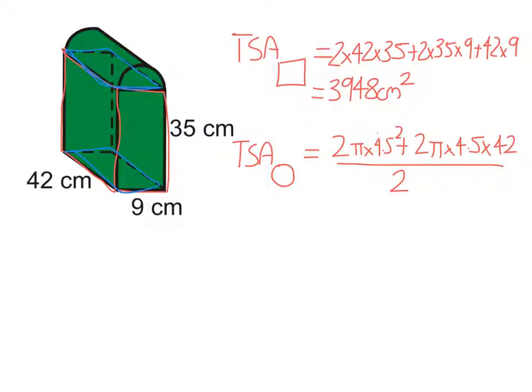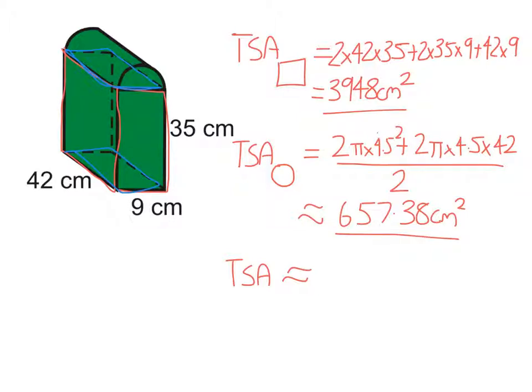So I'll just leave the total surface area of the half cylinder as this, and you put it on your calculator, you should get to about 2 decimal places, 657.38 centimeters squared. So of course, that means that the total surface area of the whole prism is 3,948 plus this approximate value, which of course gives you 4,605.38 centimeters squared. How easy is that?